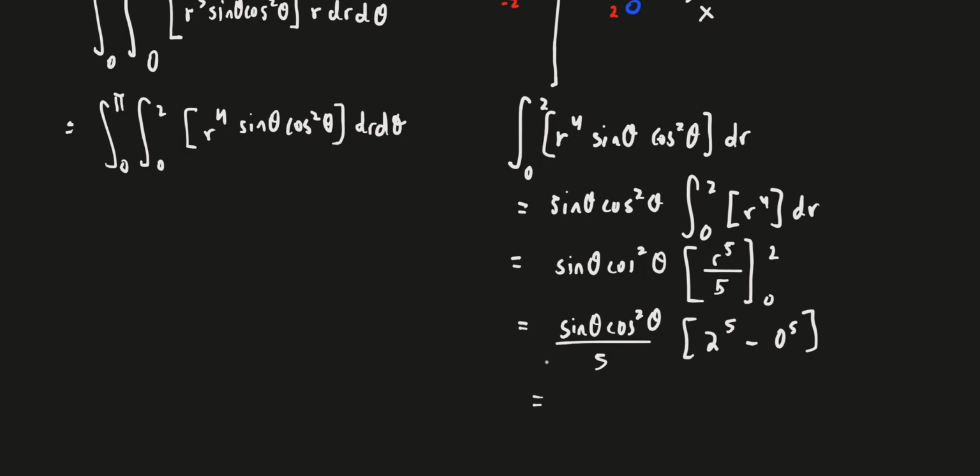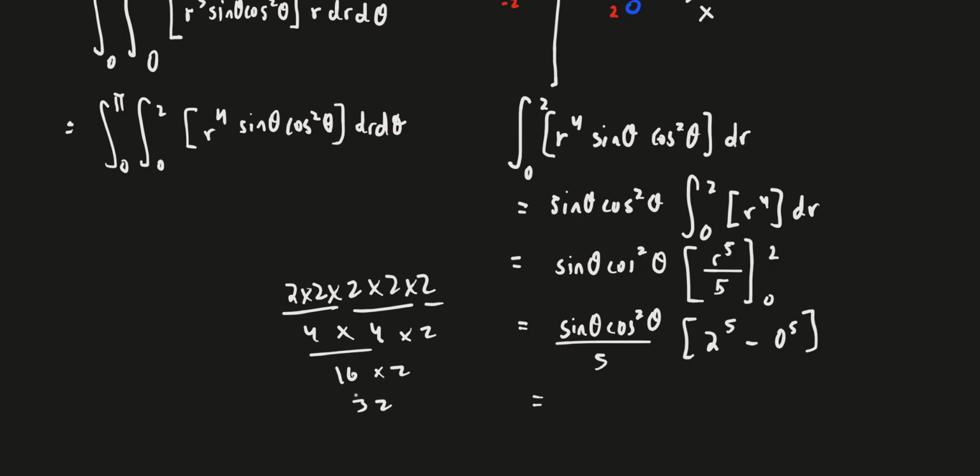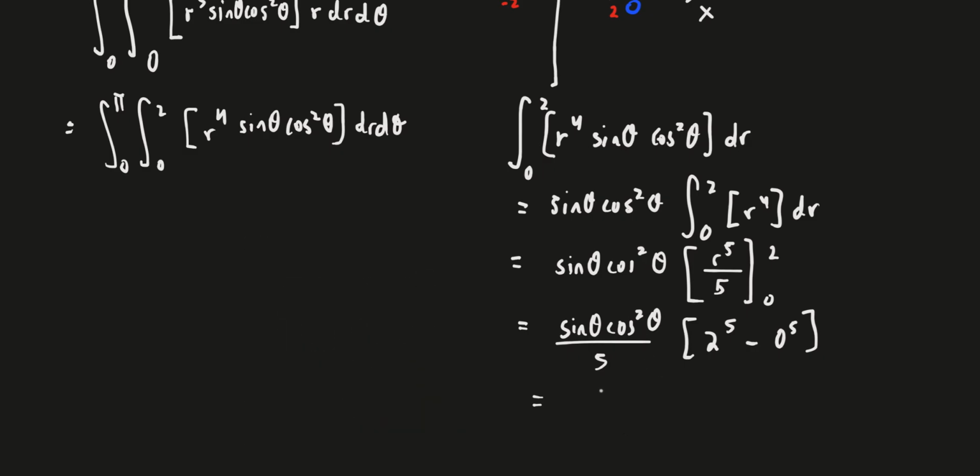So what is 2 to the 5th power? That's 2 times 2 times 2 times 2 times 2: 4, 8, 16, 32. It's just a quick way you can do that. That's 32 though. So this is just 32 cosine squared theta sine theta over 5. Nothing complicated. Very easy integration here.